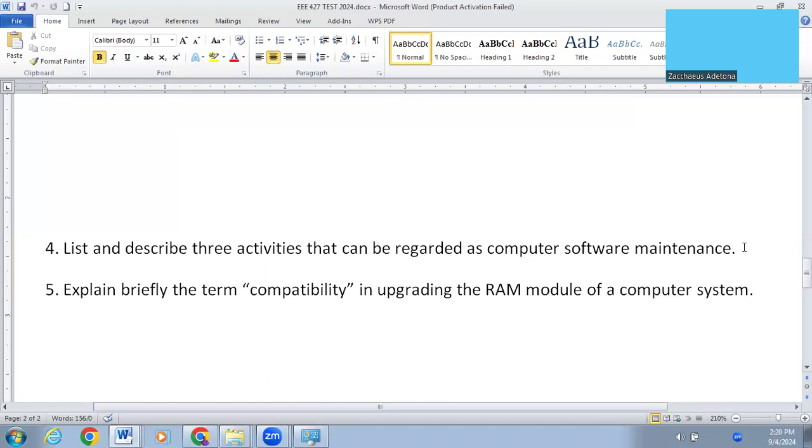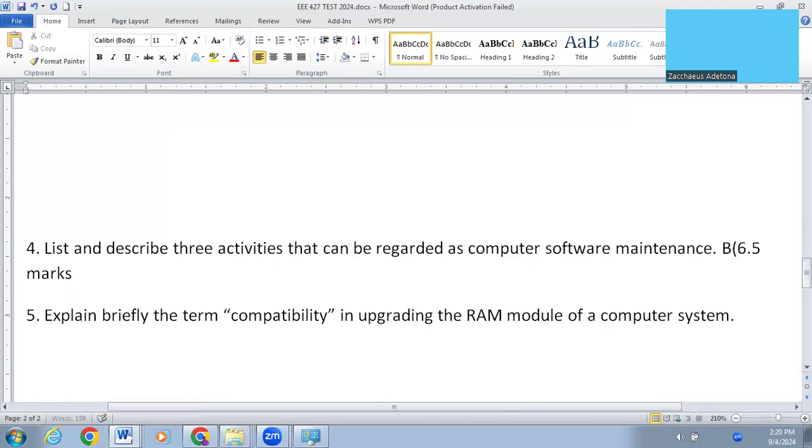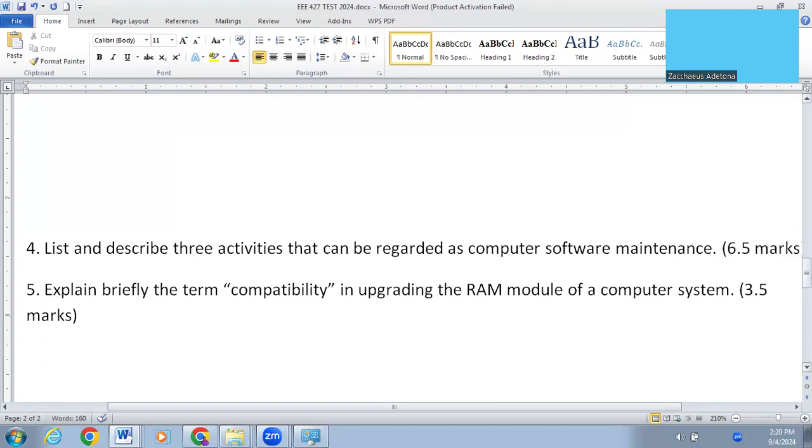Now, number 4 is about 6.5 marks. And then the last one is about 3.5 marks. Okay, so that is it. And the total is 20 marks. So you get 20 points for everything.